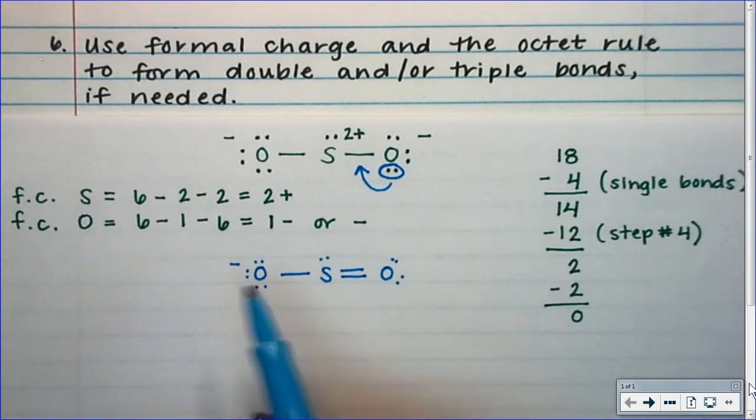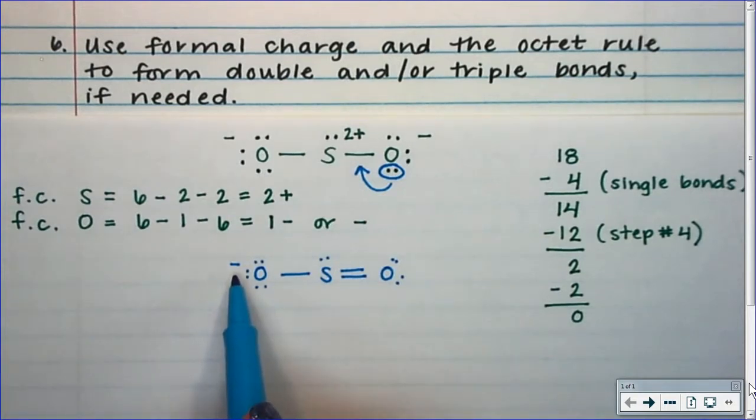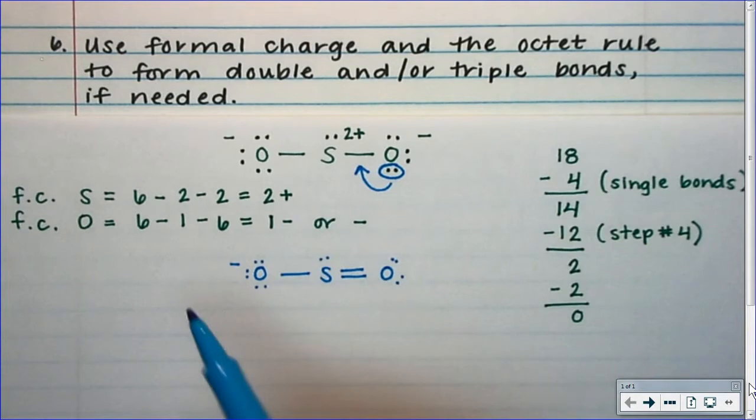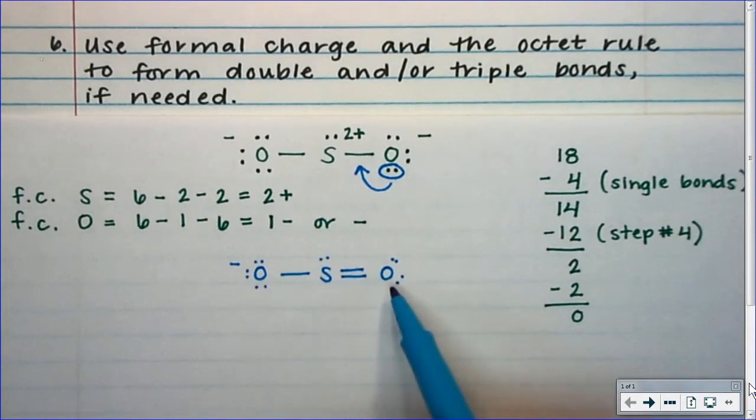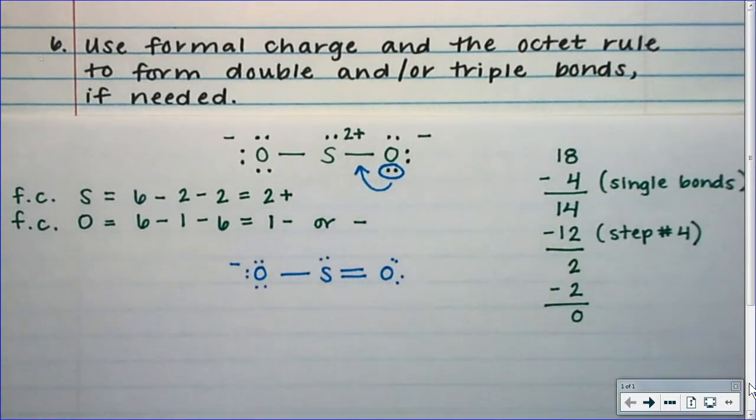I went ahead and kept the notation of this negative because nothing changed here. So I don't have to recalculate formal charge for this since nothing changed. However, for the oxygen on the right, there was some movement, so we have to recalculate those 2. So let's go ahead and do formal charge for both of those.